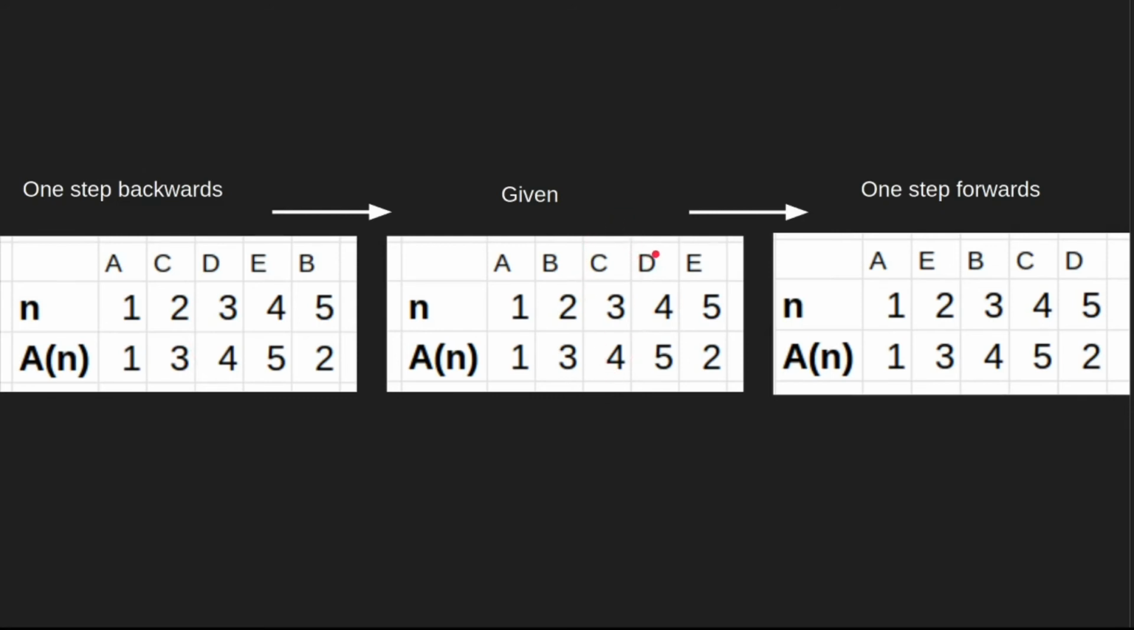Cow D is currently in position number 4 in the given. To figure out where cow D was in the previous iteration, we need to see where the value of 4 shows up in the order. And the value of 4 shows up under slot number 3, which means D in the previous iteration was under slot number 3.